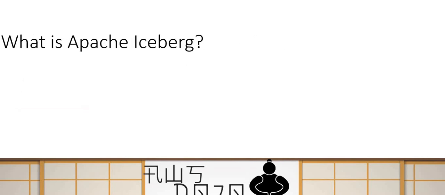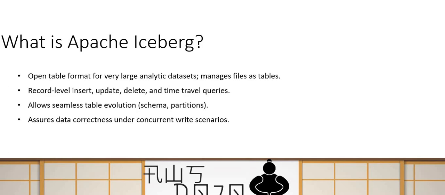Just to give you a very brief introduction, here are a few important things to know about Apache Iceberg. First, it is an open source table format, which is used for analytics on very large datasets. Basically you can configure your files as tables, and then on those tables you can perform row level or record level operations such as insert, update, delete, or even time travel or snapshot based queries. The table which you create, you can evolve based on partition. You can also change the schema in terms of adding, removing, or updating columns.